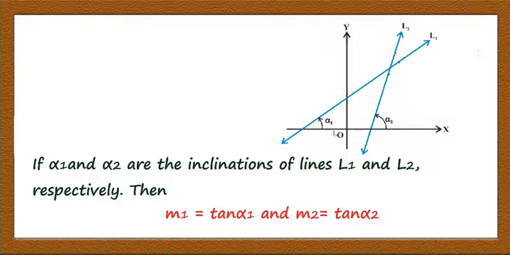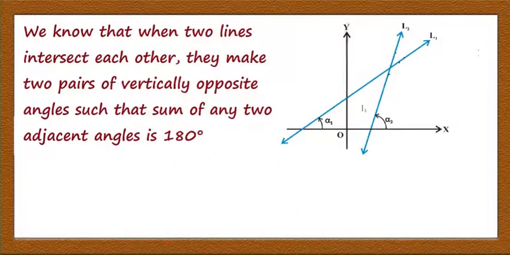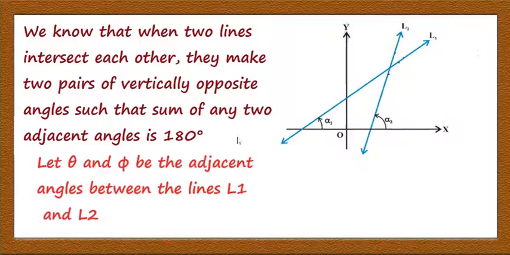Now consider this figure. Alpha 1 is the inclination of the line L1 and alpha 2 is the inclination of the line L2. And we know that when two lines intersect each other, they make two pairs of vertically opposite angles such that the sum of any two adjacent angles is 180 degrees. This result you already studied in the previous class.